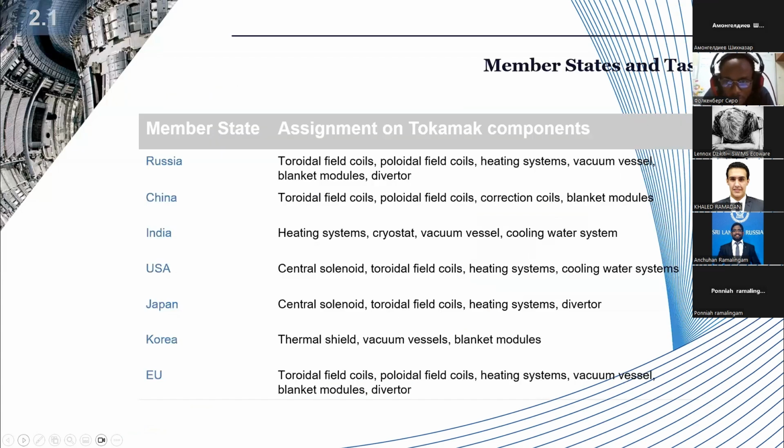So these are the member states that you have and the tasks that have been assigned to them. I saw it really crucial to show you this slide just to indicate the collaboration that is going on in the nuclear field right now. As you can see, these are 7 countries: Russia, China, India, United States, Japan, Korea, and the European Union. They all have components of the tokamak assigned to them, and they're working on this in collaboration in order to ensure that we have a fusion device that can give us the unlimited supply of electricity that we need. Let's move on to the next slide, please.